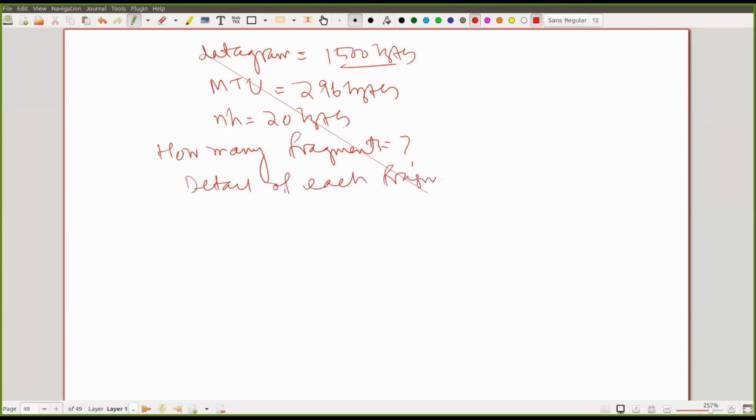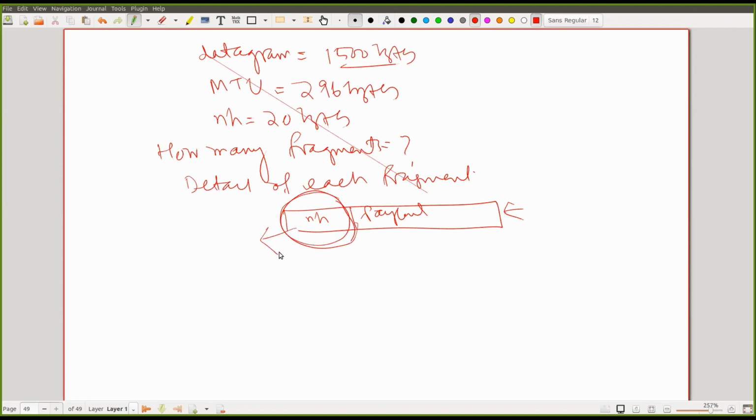Now, one more concept we have to apply here. Whenever we do fragmentation, what is there in the datagram? There is a payload part and the header part. First of all, from the datagram, you take away the header part, because you are never going to fragment the header. Every fragment keeps the same header so as to communicate to the same final destination. So we first have to take the header part out of the datagram.